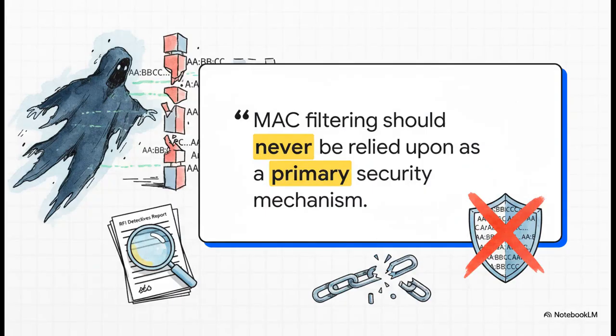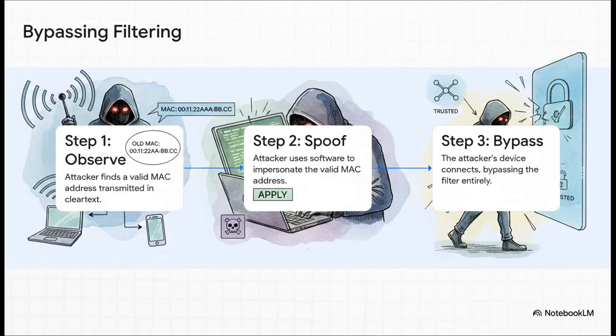Look, you don't have to take my word for it. The RFI detectives report is crystal clear about this. This quote says it all. It should never be your main line of defense. And the reason why? Well, it's actually shockingly simple. It's called MAC spoofing, and it's ridiculously easy to do.